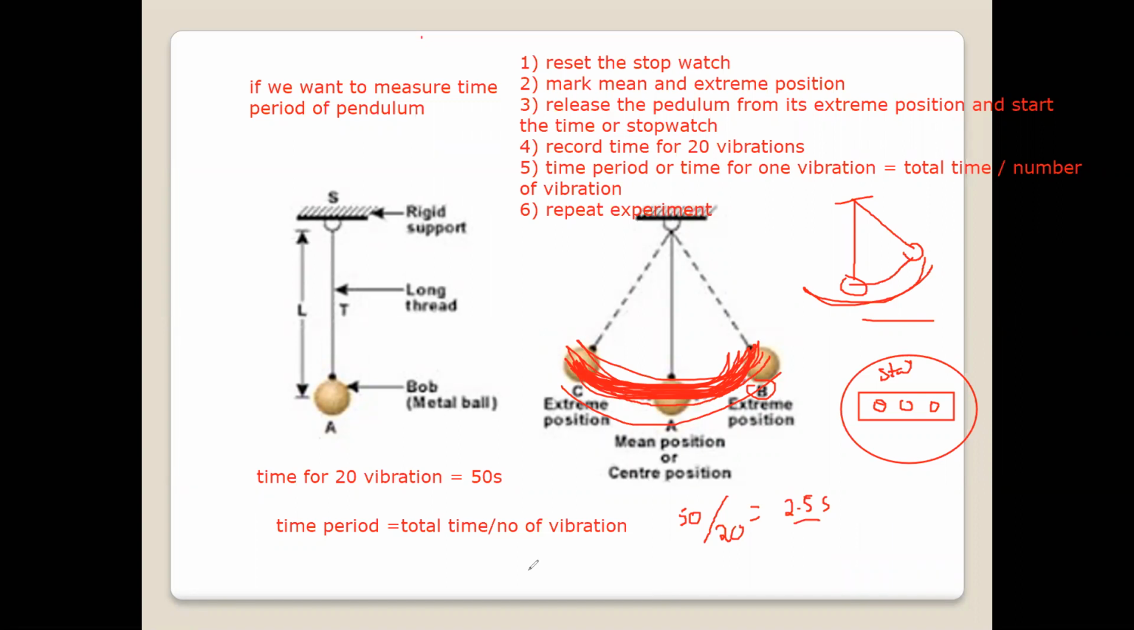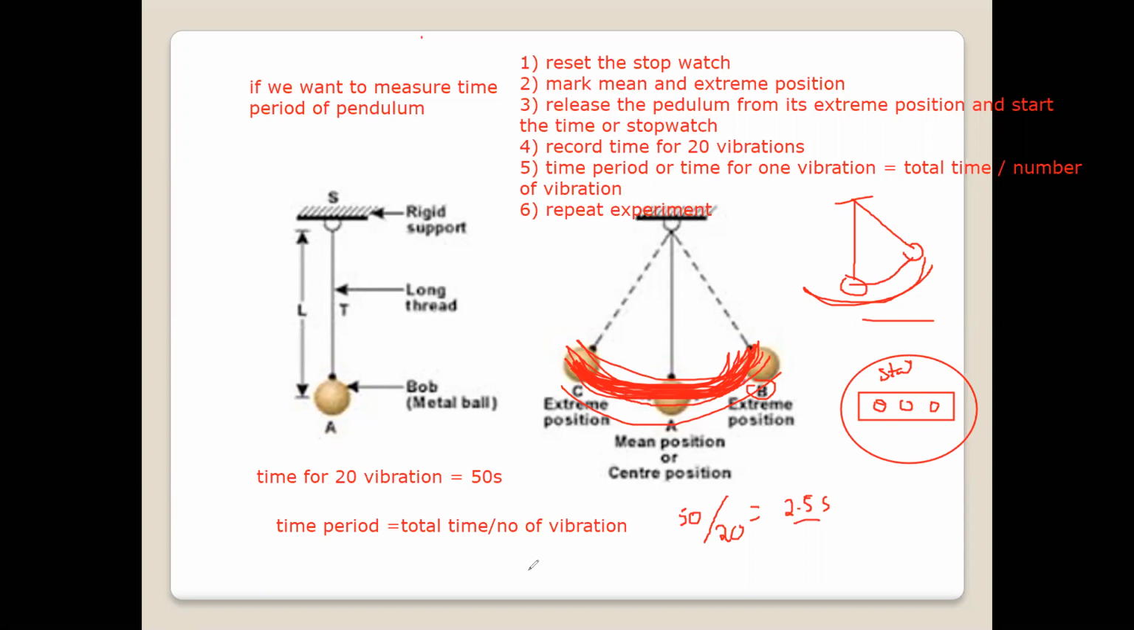Sir, won't this become inconsistent as the bob keeps on vibrating? Yeah, so that's why we are not calculating for 100 vibrations or 50 vibrations, but on average. We are getting a time for the average vibration.